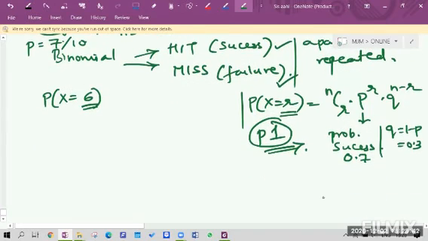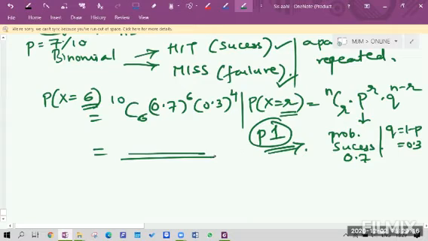Now using this, a paper 1 question can be solved this way. I'll put it in the formula and get the answer. So what would I do? I'll say 10 C r, r is 6, because P of x equal to 6 has been asked. So 10 C6. P, what is P? Probability of success, 0.7 raised to r, r is 6. 0.3 raised to 10 minus 6, that's 4. So that's your way to solve it in paper 1. Do you understand this? Read the example again for you to understand it properly.